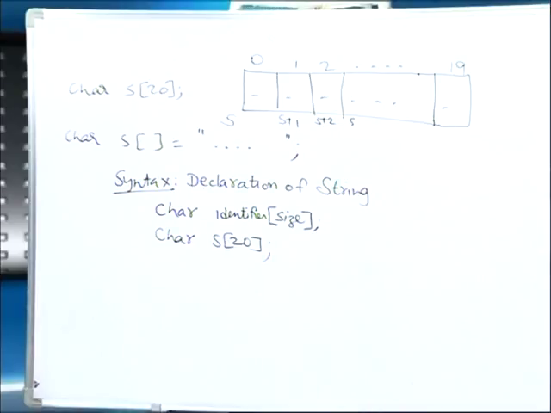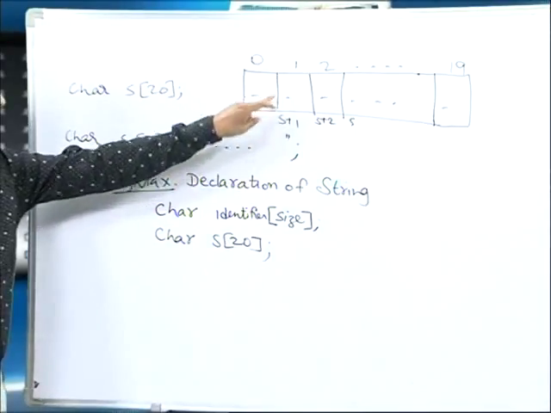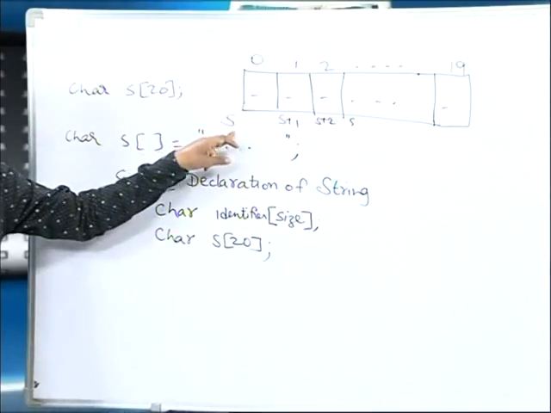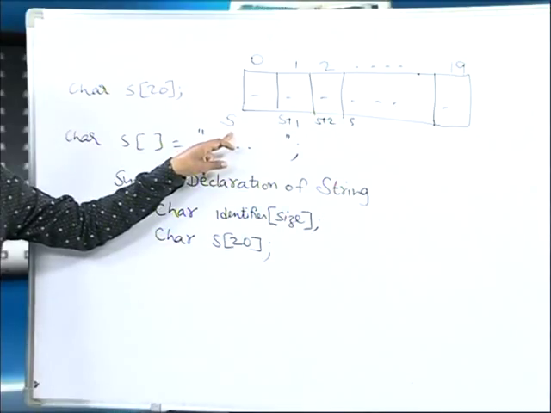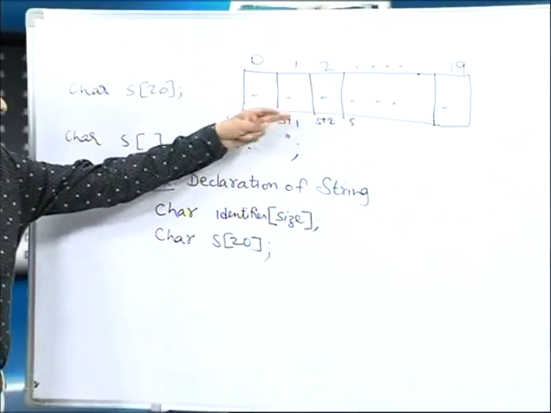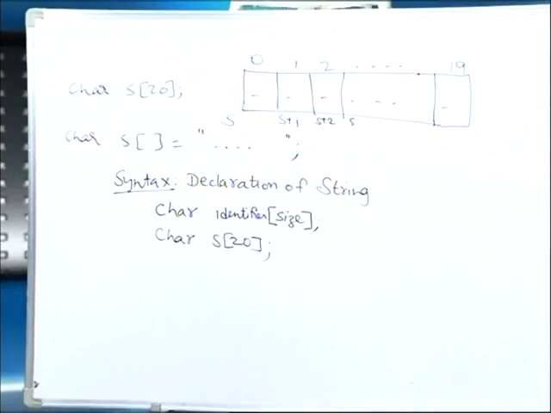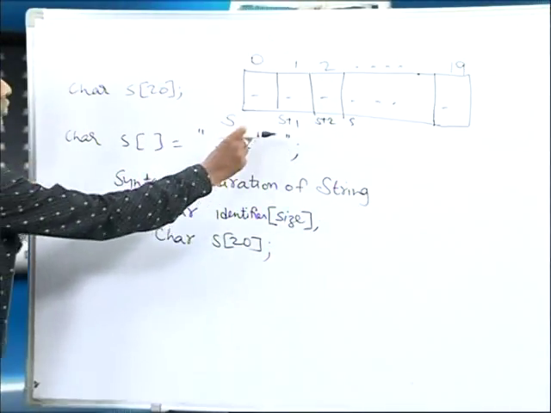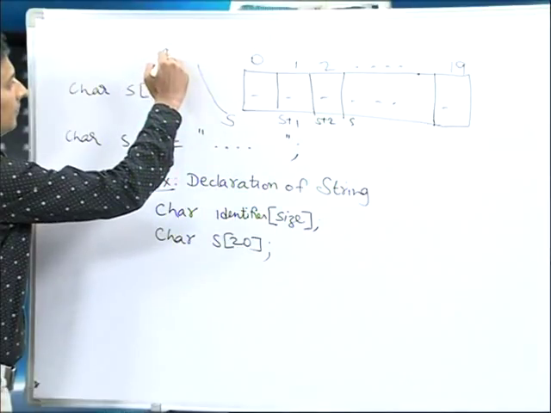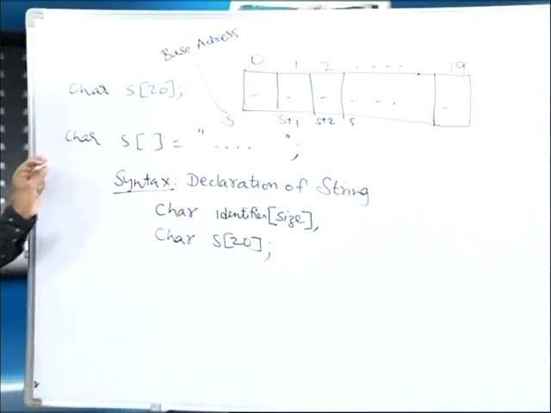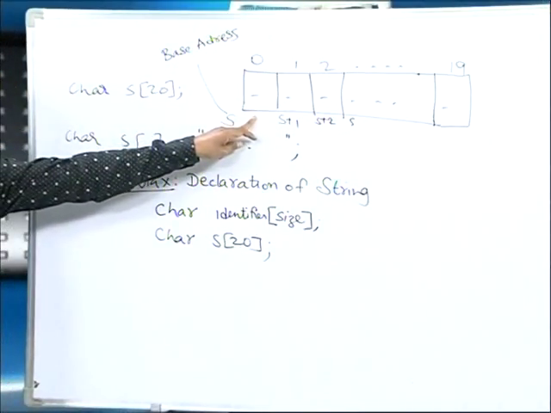Here the size of the array is 20. The starting address, the base address, is s. Base address is s, the first location. s plus 1 is the second location. The address of the first location is called the base address.